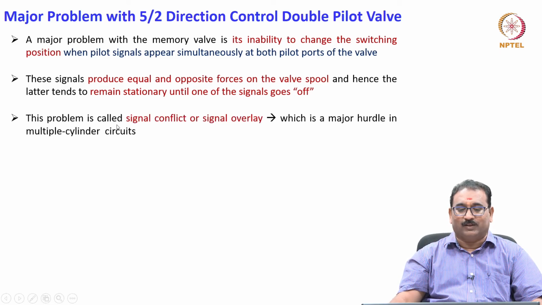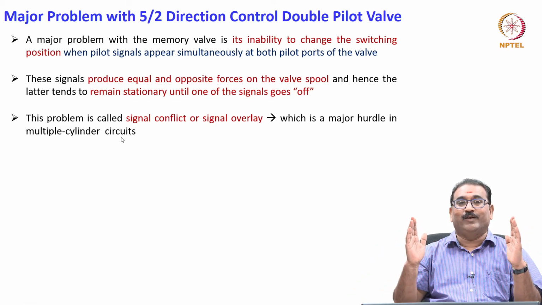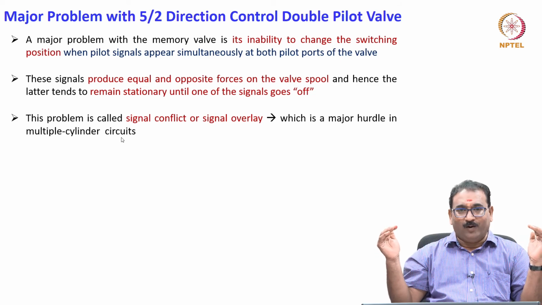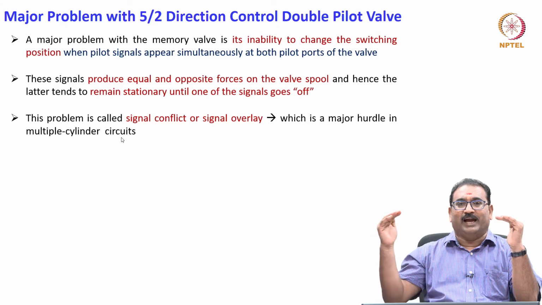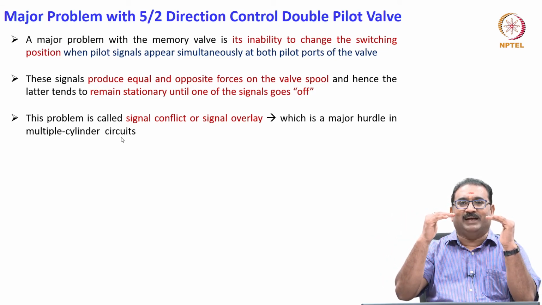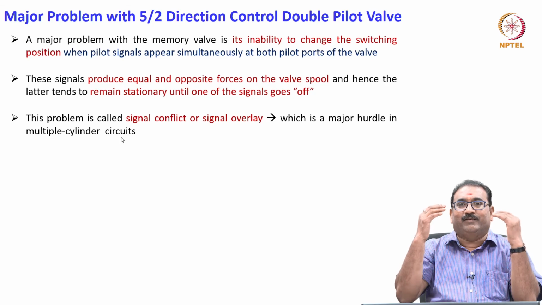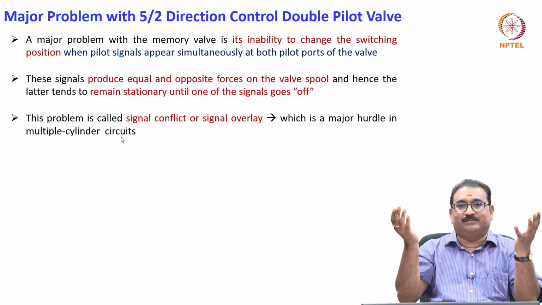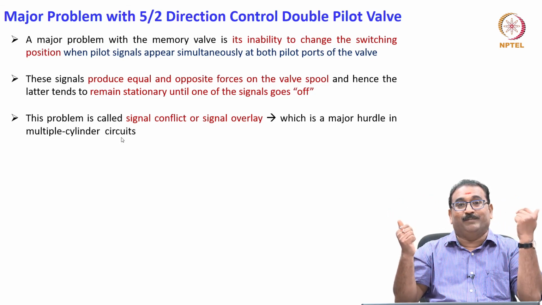This problem is called signal conflict, also known as signal overlay, which is a major hurdle in multiple cylinder circuits because we are using the 5/2 way valve. The biggest problem of the 5/2 valve is when two signals, pilot signal 14 and pilot signal 12, both come at a time. What happens? It will not understand, but it will remain in the previous state.